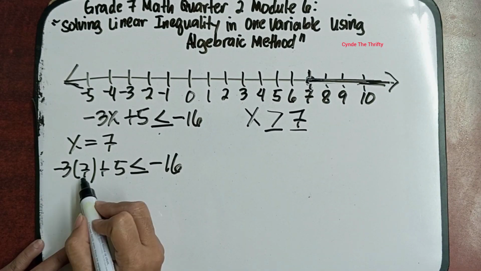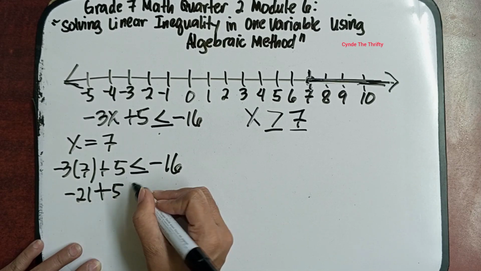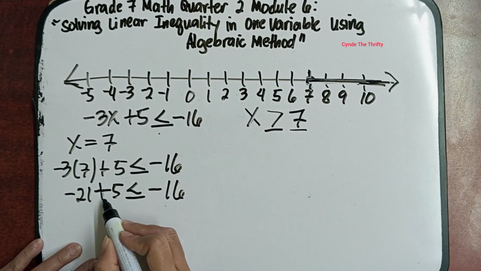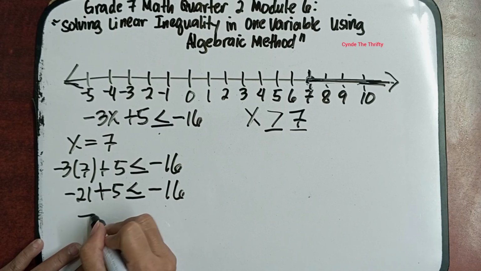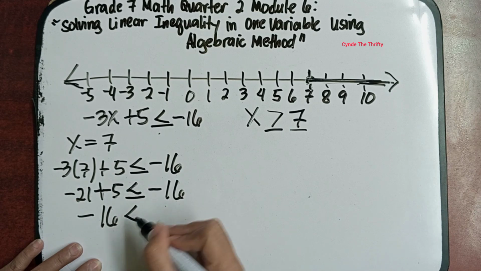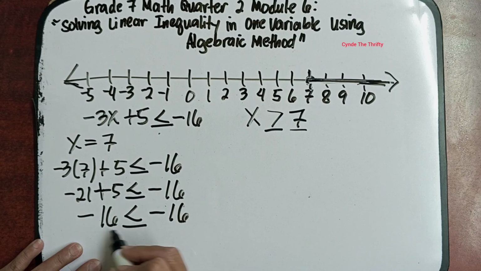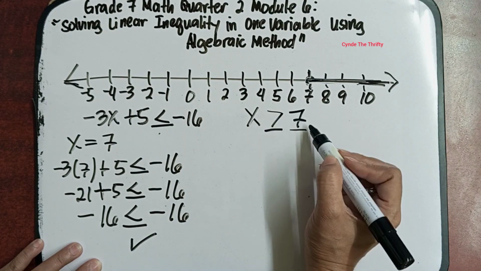So, negative 3 times 7 is equal to negative 21, plus 5 is less than or equal to negative 16. So, negative and positive, subtract, then copy the sign of the bigger number. The sign of the bigger number is negative. So, our answer is negative. 21 minus 5 is equal to 16, so negative 16 is less than or equal to negative 16. Is this correct? Of course, it is correct, because negative 16 is equal to negative 16. So therefore, positive 7 is part of our solution.